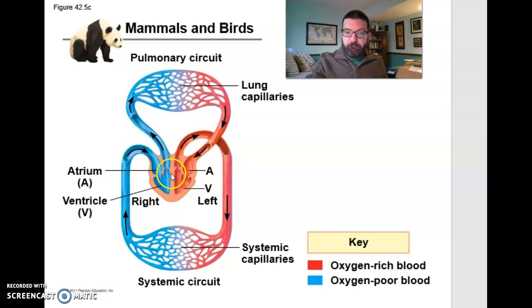Again, this four-chambered heart is much, much more efficient than a three-chambered heart, and that's important because mammals and birds are both endothermic.